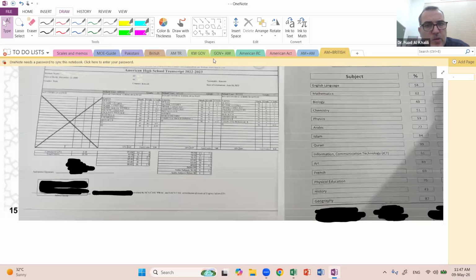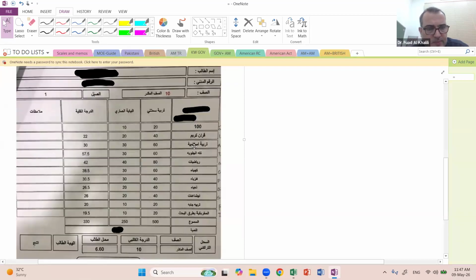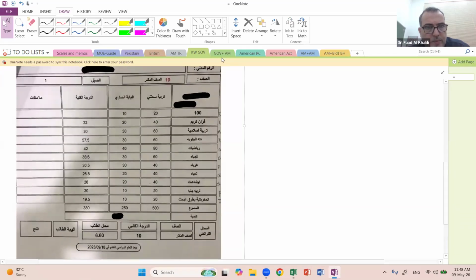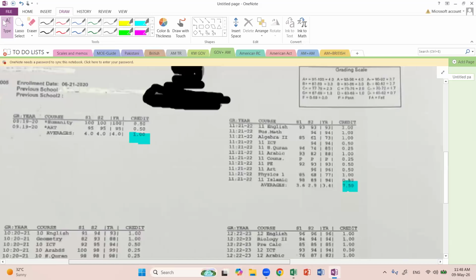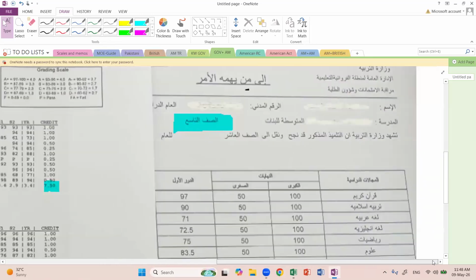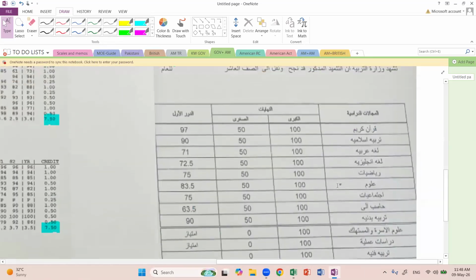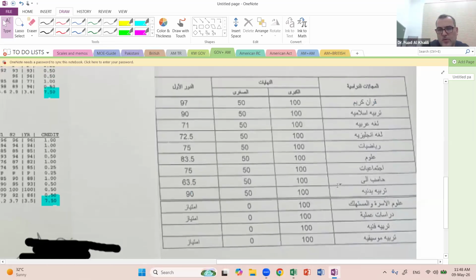Right. Let's talk about the British system now, or the government, Kuwaiti government. Excuse me, can I ask a question before shifting to the British system? Government, yes. I'm talking about the government.